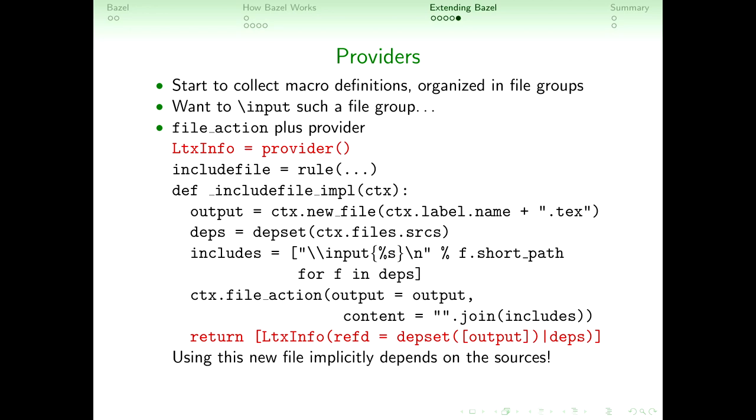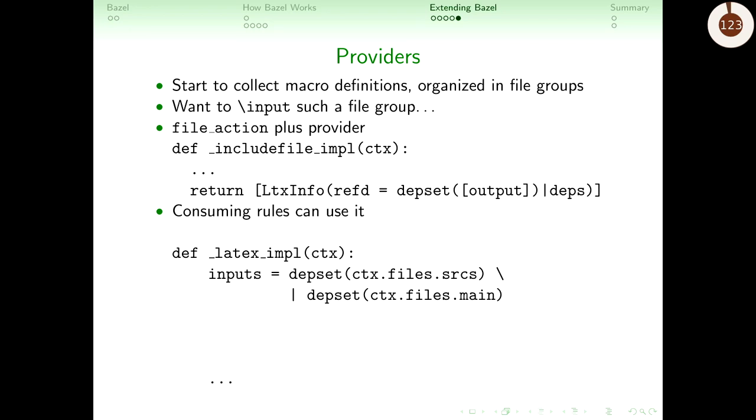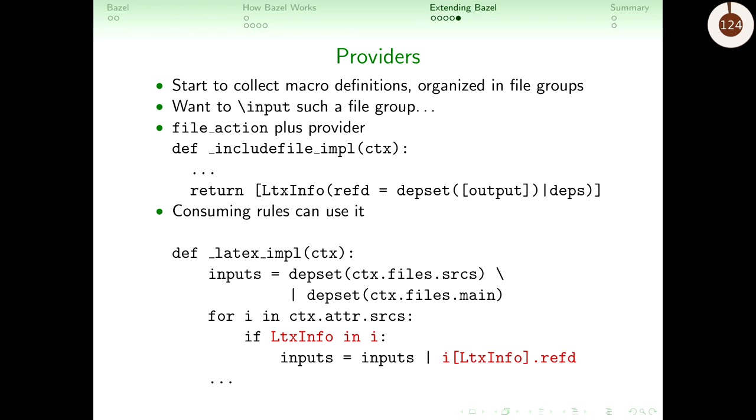So you state LaTeX info is a provider that makes that name available, and what I didn't tell you so far is that a rule can have a return value, which is then a list of providers. So a provider is basically a named dictionary. So once you have that, the consuming rules we've seen so far, where you compute the inputs and then compose your actions, can go through the sources and ask if a provider of that name is available in that file, and if so, then access the fields of that provider.